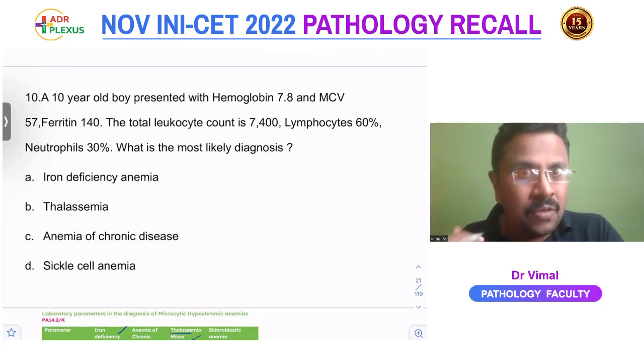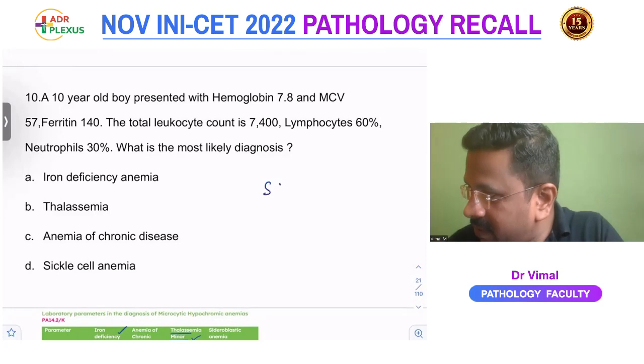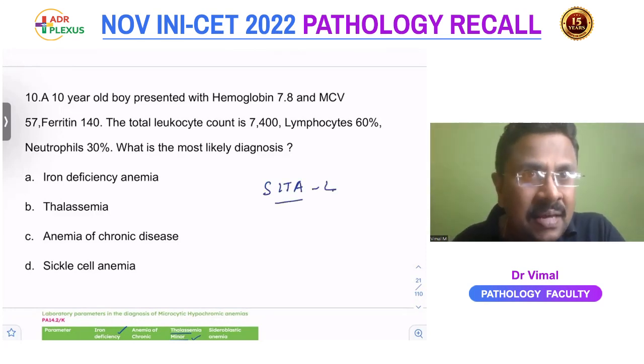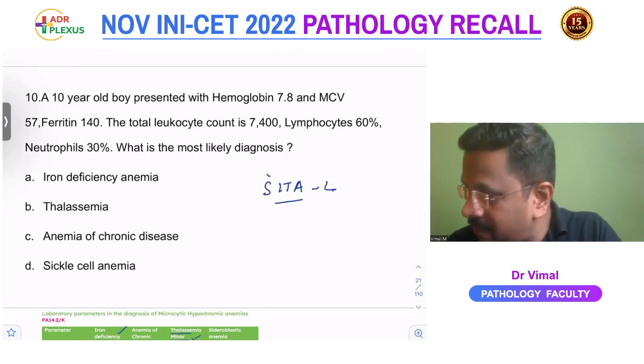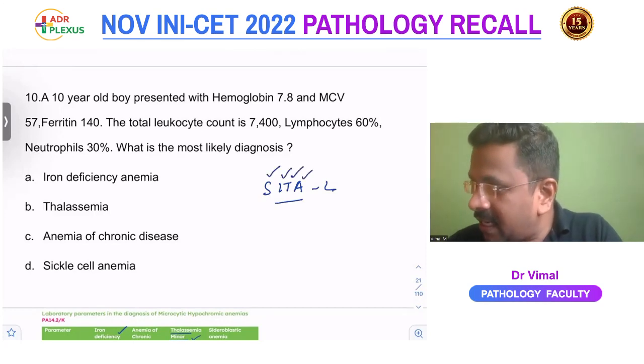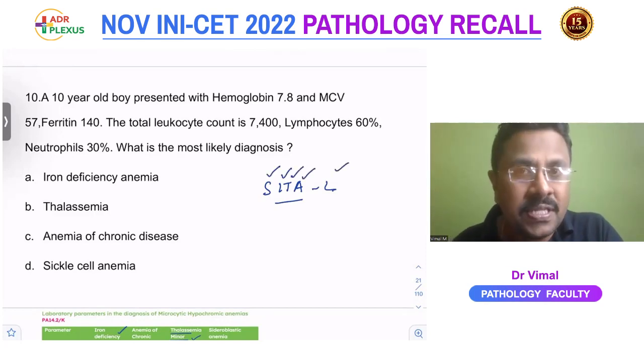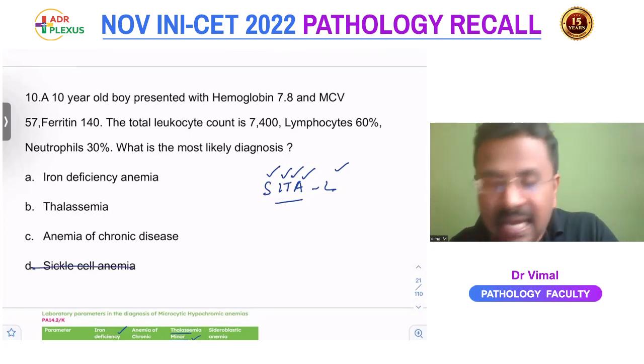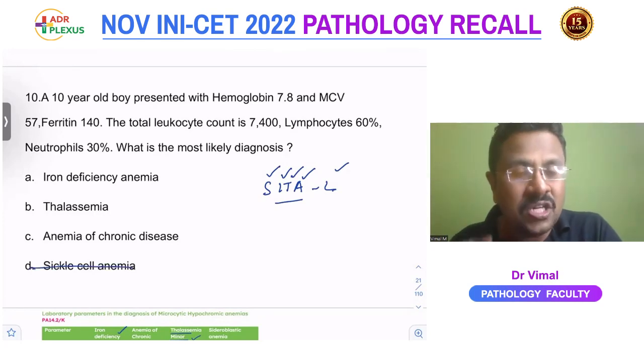So we know the differential diagnosis of microcytic hypochromic anemia. So what are the things I told you to remember? I told you to remember CETA L, that is sideroblastic anemia, iron deficiency anemia, thalassemia, anemia of chronic disease, and lead poisoning as the differential diagnosis of microcytic hypochromic anemia. So here straight away we are ruling out the option of sickle cell anemia as it doesn't come in the differential of a microcytic hypochromic anemia.